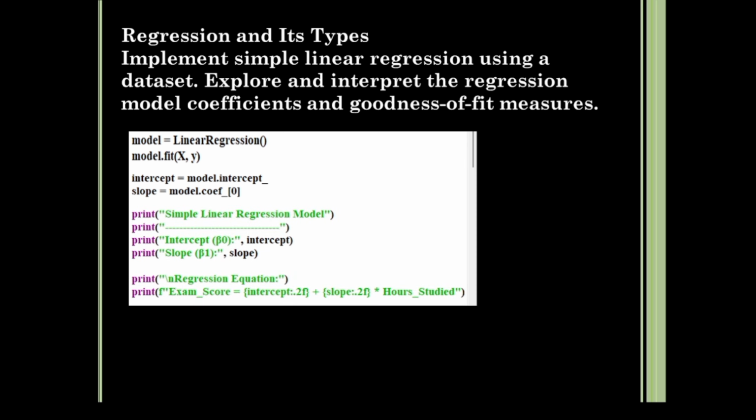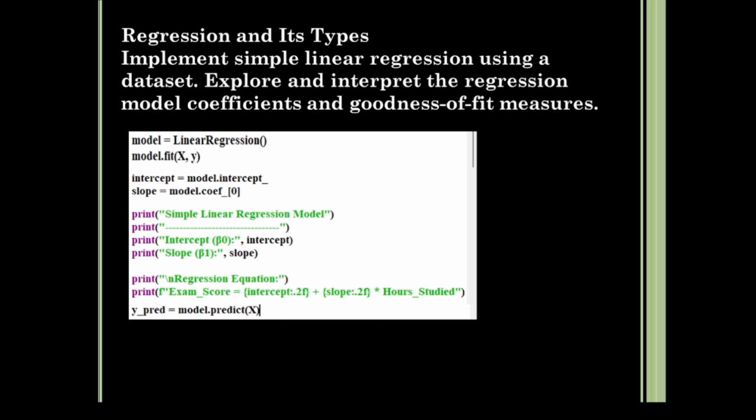Next, we have print simple linear equation model, that is my heading. Next, we have print intercept, comma intercept. It will print the coefficient values for my intercept and the slope. Next, we have print regression equation, same thing, this is just a label. Then we have print exam_score is equal to intercept:.2f plus slope:.2f multiplied by hours_studied. This is the formula. It prints the final regression equation with proper formatting.